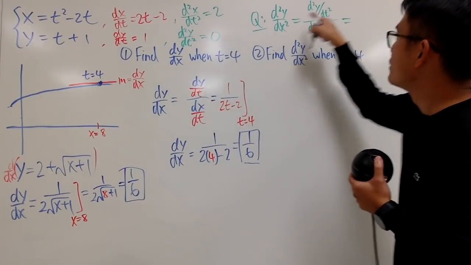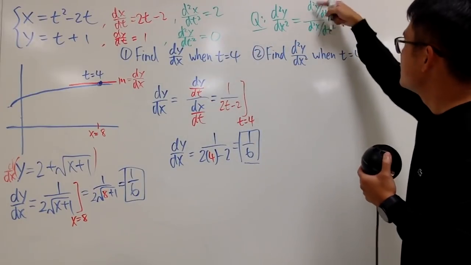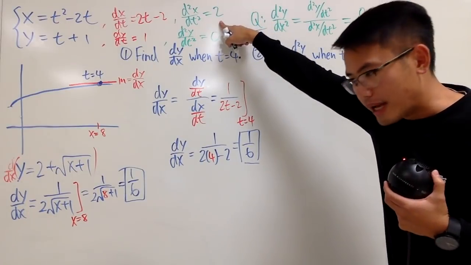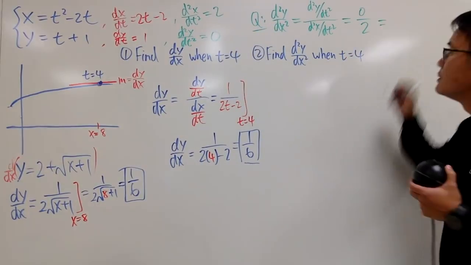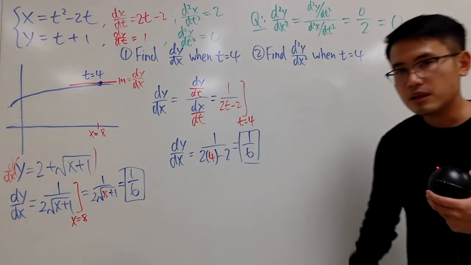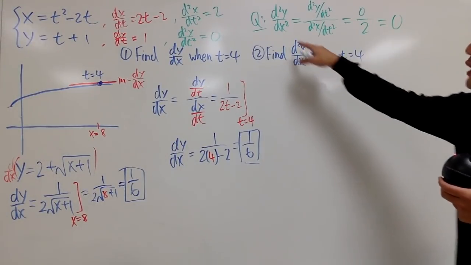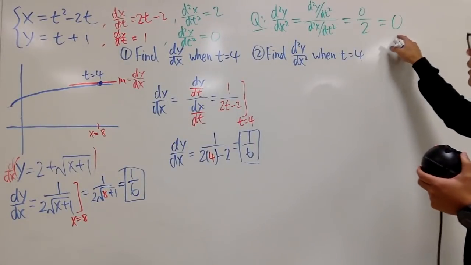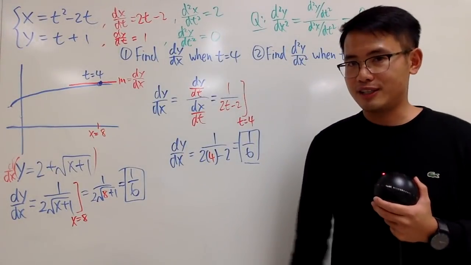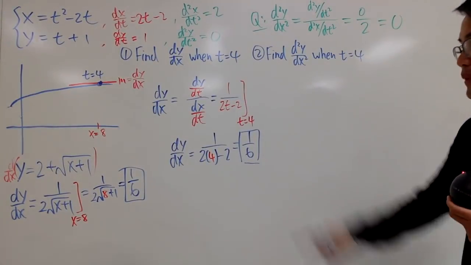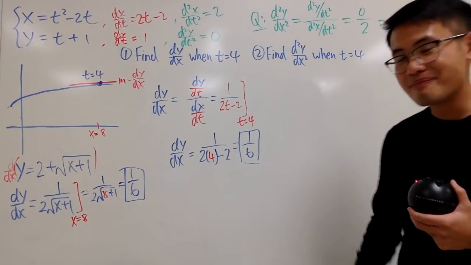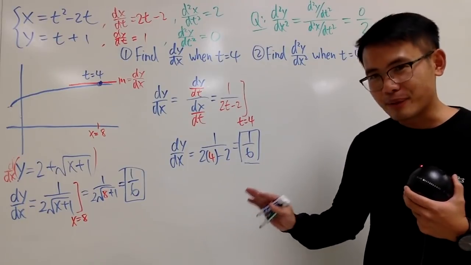On the top, I will put down the 0 for the d2y/dt2. On the bottom, I will put down the 2 for the d2x/dt2. So, if you do that, you are saying the second derivative at this point is 0. That cannot be the case. Look at the graph and look at this. Not possible.